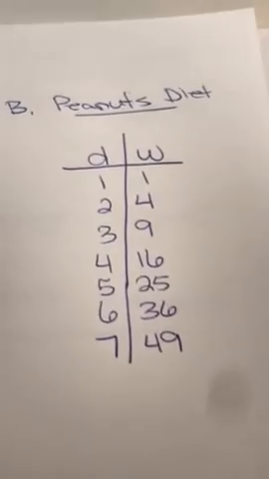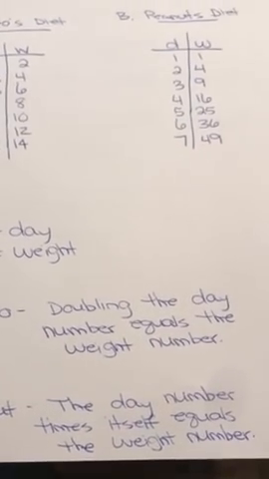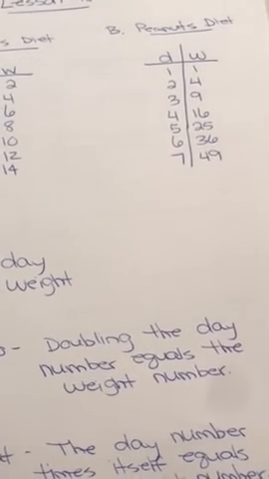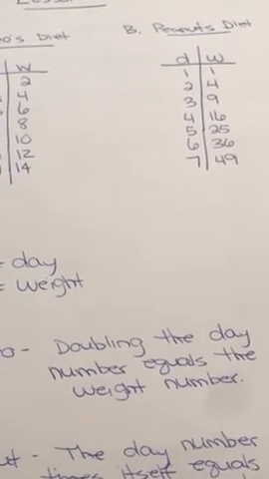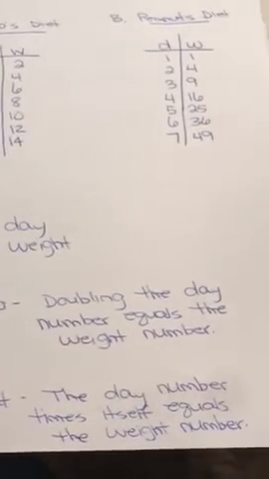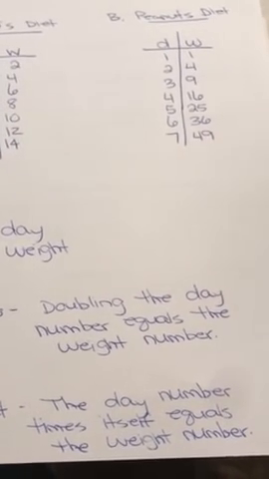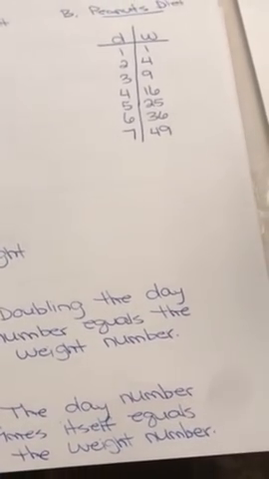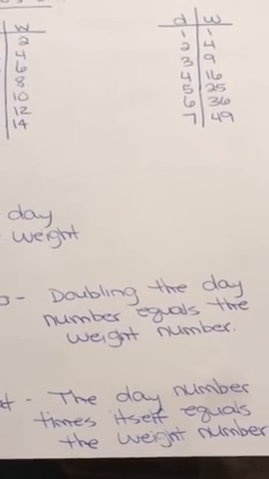So for C, how would you describe your relationship in words? Here we have it. Oreo, you are doubling the day number and it equals the weight number. Or you could say that you're taking the day number and timesing it by 2 to equal your weight number. For Peanut, you're taking the day number times itself, which will then equal the weight number. So you're not doubling it, you're timesing it by itself.